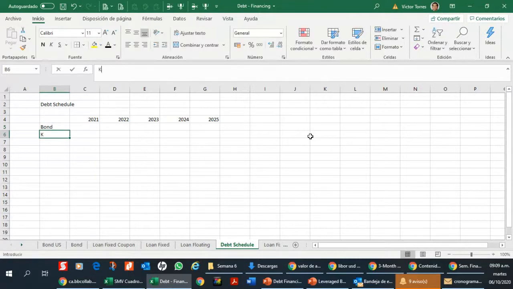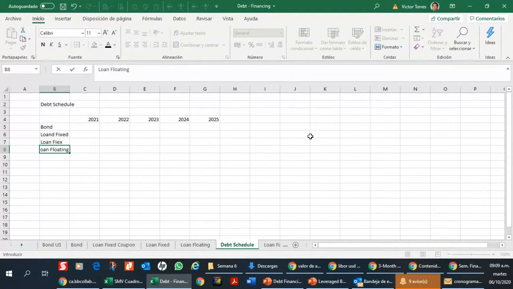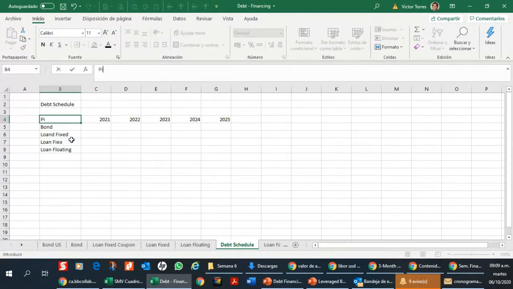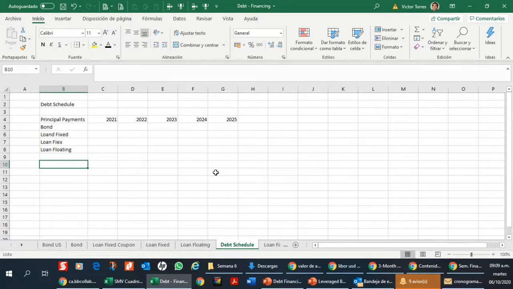I'm going to continue with the bond, the long fixed coupon. I'm going to assume that each one of them is a different loan, and we can discuss later on what's going to be the subordination, and figure out which loans we are going to be paying first and which loans second. But first of all, we need to figure out what the principal payments are, and what the interest payments are that we are going to be having from each one of these loans that we are going to create.